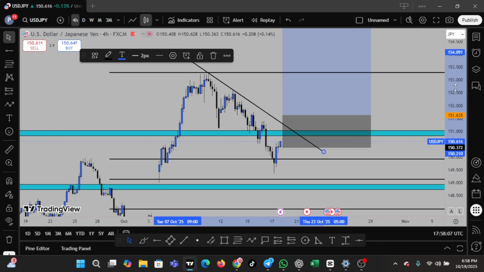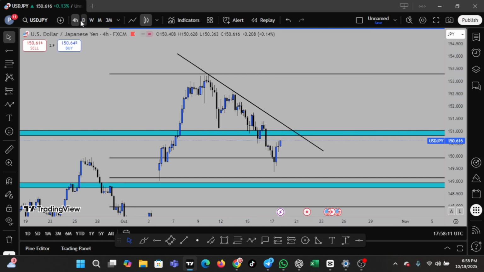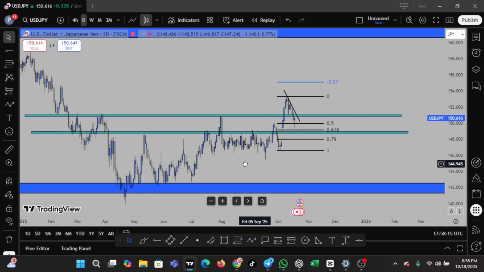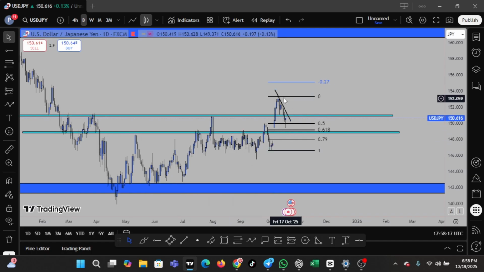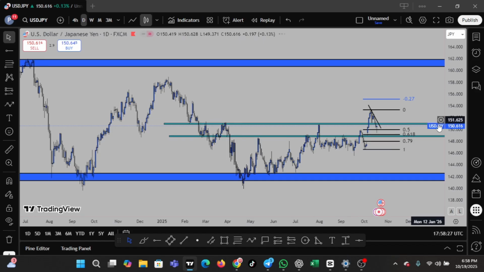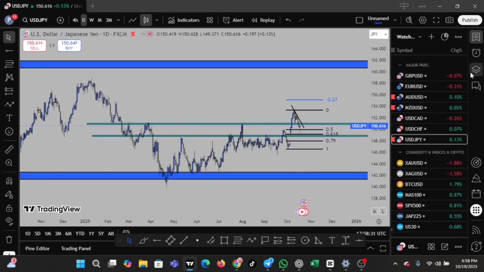I'm waiting for price to rise back up, and I'll be looking to take a buy trade. If you look at the daily charts, you will see that the movement to the upside is very high, and now we have a deeper retrace into the 0.5 fib level. I want to see a break above, and I'm expecting USD JPY to start a trajectory to the upside. So that is what I have on USD JPY.